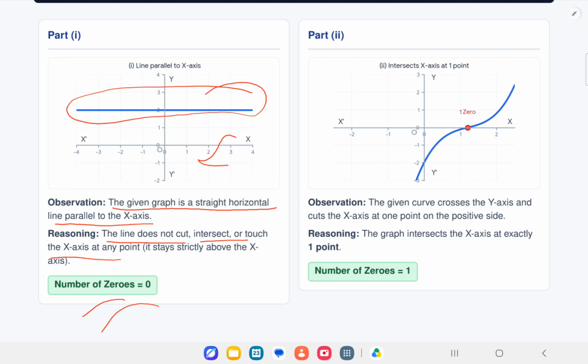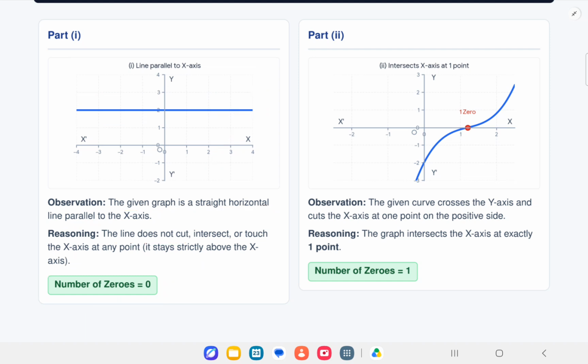It neither touches nor cuts the x-axis at any point. It does not touch the x-axis at any point, it stays strictly above the x-axis. It is totally above the x-axis, therefore the number of zeros in the first part will be equal to 0.